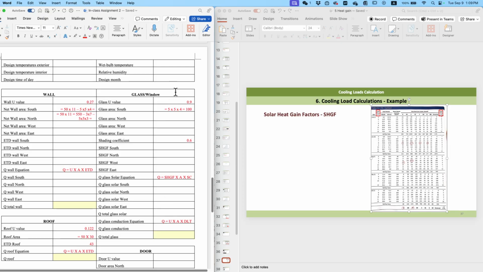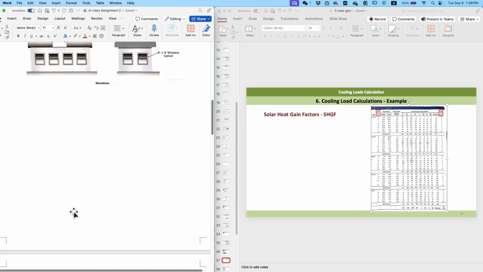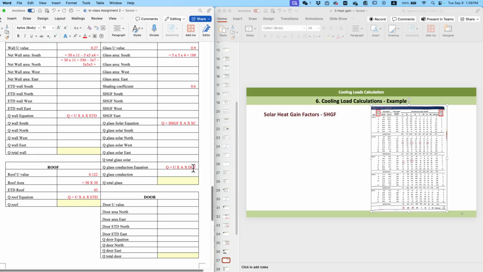U factor 0.9. Area, add the four of them. Delta T, dry bulb temperature difference. Do you remember you filled out the exterior, outside dry bulb temperature? Go here, 95. How about the inside dry bulb temperature? 70. So what's the delta T? 25. And then you can finish this blank. UA delta T, finished glass conduction.